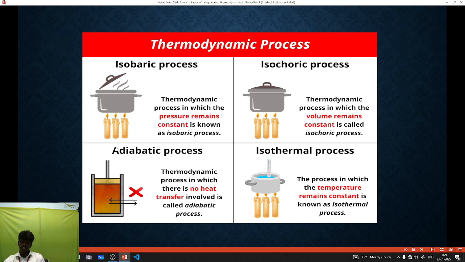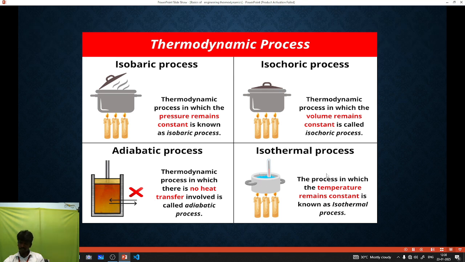Then next, move to adiabatic process. Adiabatic process is nothing but no heat transfer from the system to surroundings or surroundings to system. For the adiabatic process, we have an insulated cylinder wall with the piston. The fluid is in static conditions, that is, no heat transfer from system to surroundings or surroundings to system.